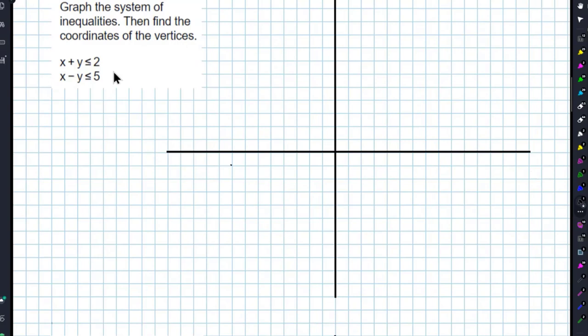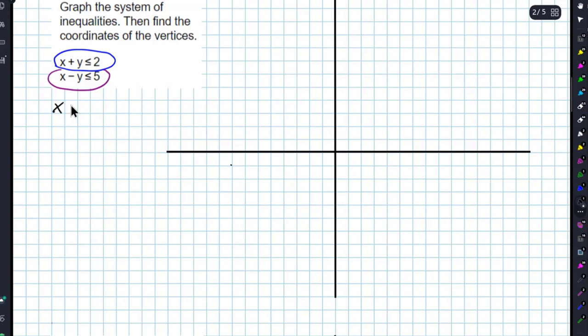Now notice this is a system, it's going to be really easy to find the vertex by elimination. Really super easy, although you can also use substitution. But right now, let's go ahead and I'm so predictable, I am going to draw this in blue, and I'm going to go back to magenta for this one. So here we go.